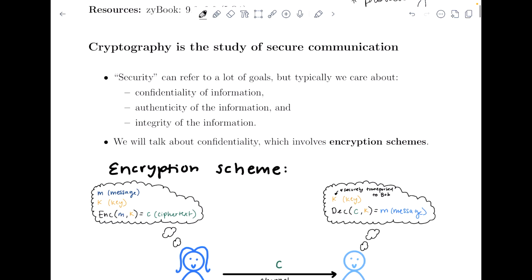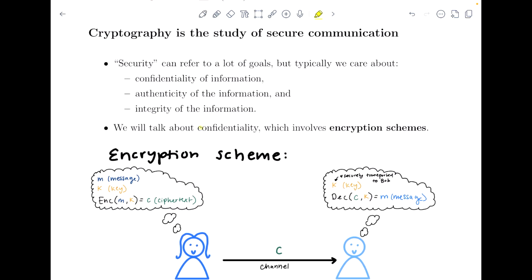So cryptography is the study of secure communication. And security is a broad field. It can refer to a lot of goals, but typically we're going to care about confidentiality of information, authenticity of the information, and integrity of the information. In particular today, we're going to be talking about confidentiality, which means that we are going to be talking about encryption schemes.